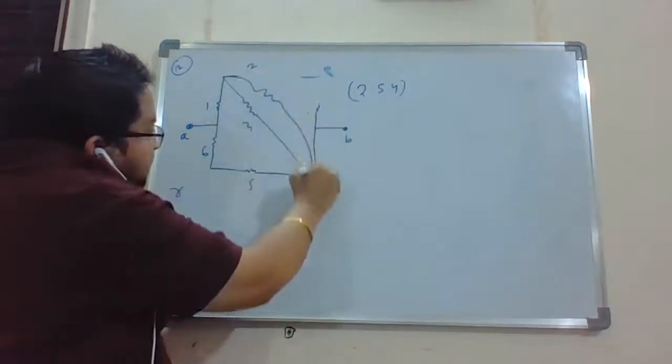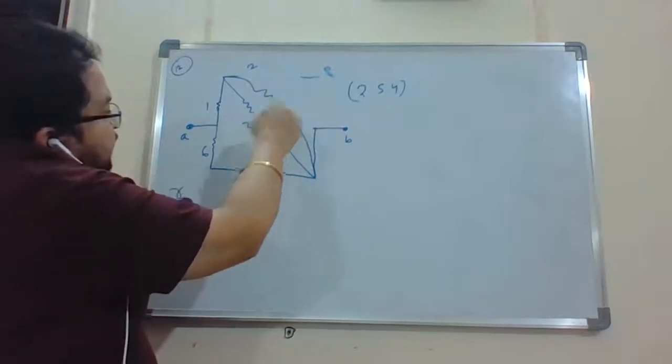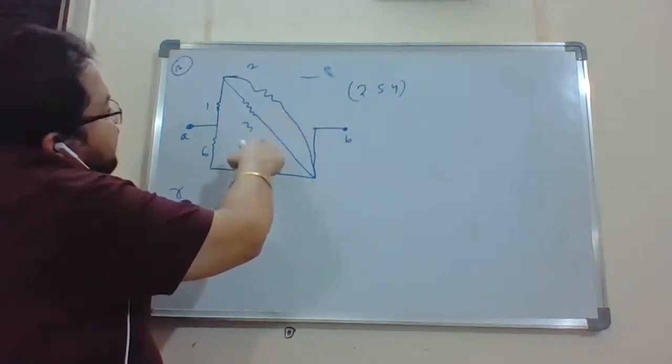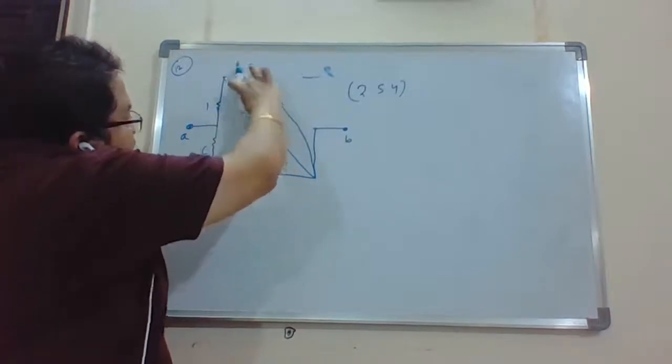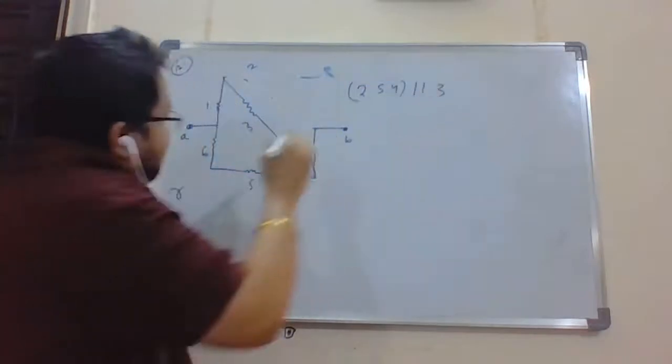So whatever this is, with that and this one, I can make a closed loop, right? So this one is in parallel with 3. Okay. So I can remove these two. This is parallel with 3.